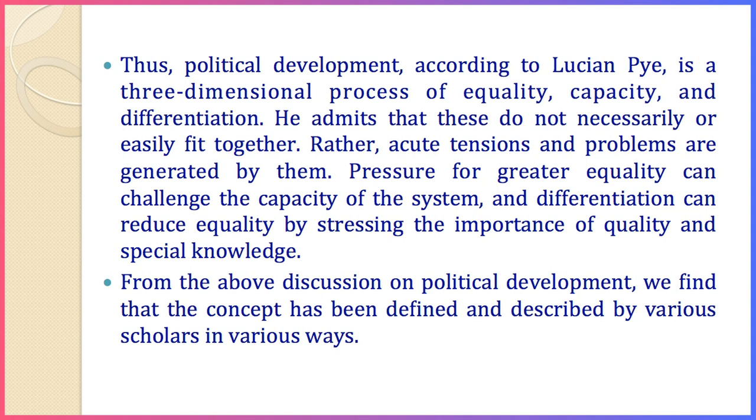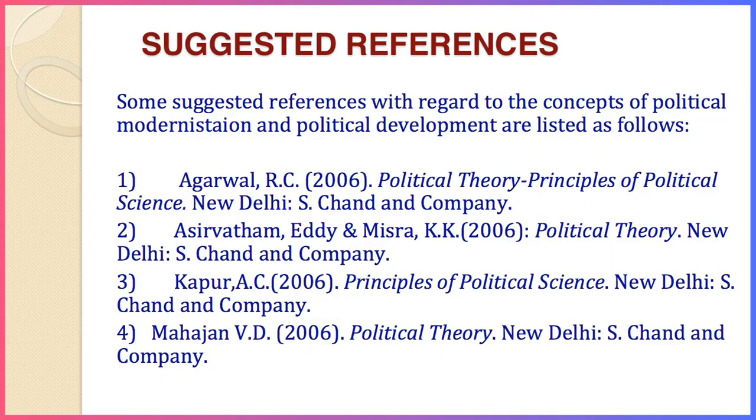From the above discussion on political development, we find that the concept has been defined variously by various scholars in various ways. There are many connotations to the concept of political development, encompassing aspects of state building and nation building, to increased political participation, differentiation, capacity of the political system, and efficiency in governance. Now, let us look at some of the important suggested references with regard to the concepts of political modernization and political development, which may be helpful for you to know more about them.